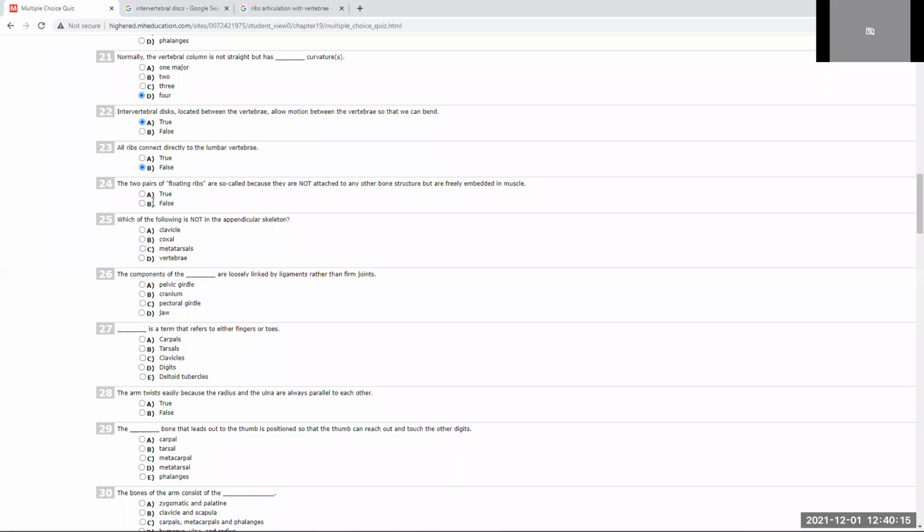So 3 more. 2 pairs of floating ribs are so-called because they are not attached to any other bone, but are freely embedded in muscles. That true? That's false, yeah. Because even though they are attached, they don't just float. Attached to the vertebra. Correct. If I were to ask you what vertebra the 2 floating ribs are attached to, give me a letter and a number. Which ones are they attached to? T11 and T12. There you go, very good. All right, 2 more. Which of the following is not in the appendicular skeleton?